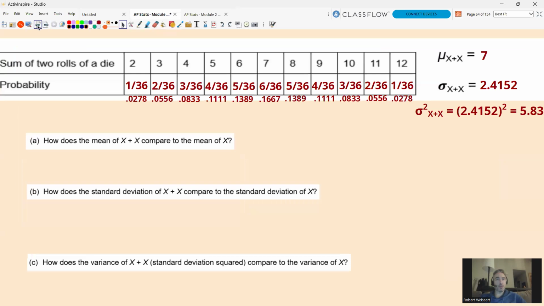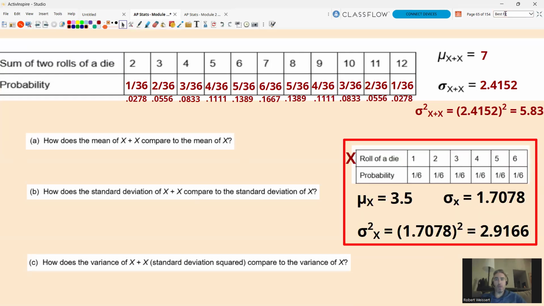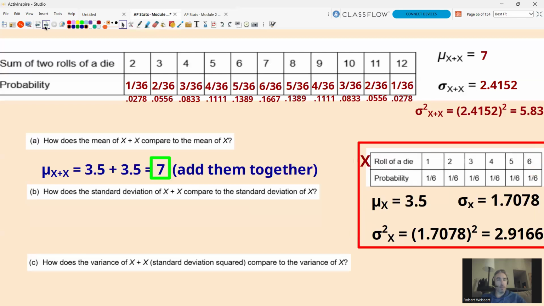All right, so let's look at a couple numbers here. How does the mean of x plus x compare to just the mean of x? Well, let's recall what the mean of x was. Remember, the standard deviation was 1.7078, and the mean was 3.5. I also added something called the variance, and the variance is the standard deviation squared. So we're going to utilize that today as well. If you square 2.4152, you get about 5.833. So let's look at the mean of x, 3.5. Well, it looks like for the mean of them, it's just going to be added together.